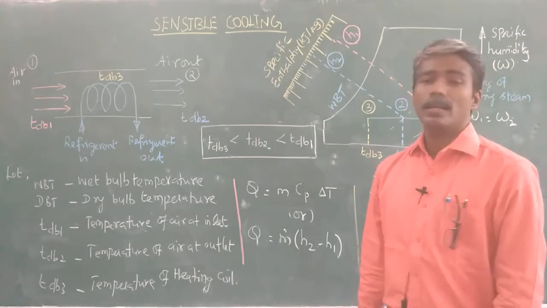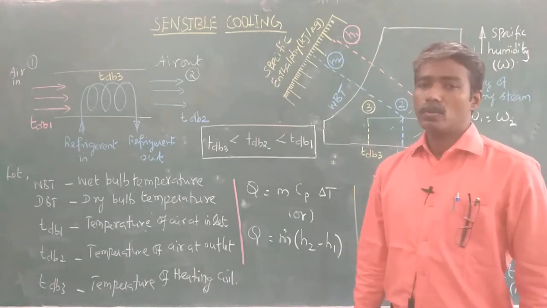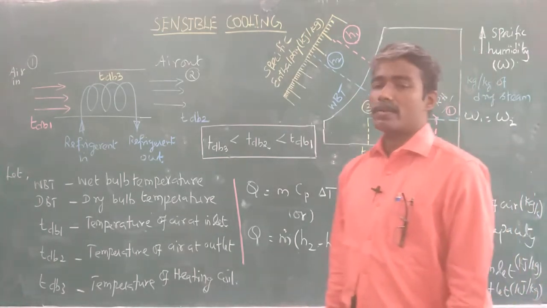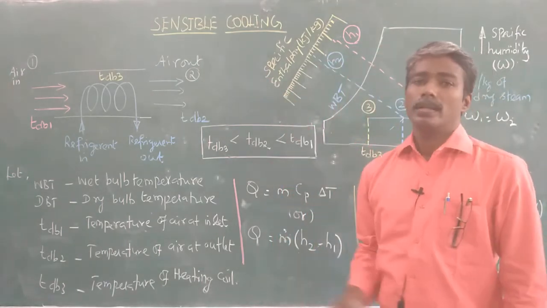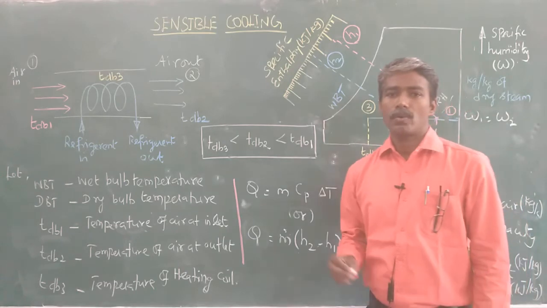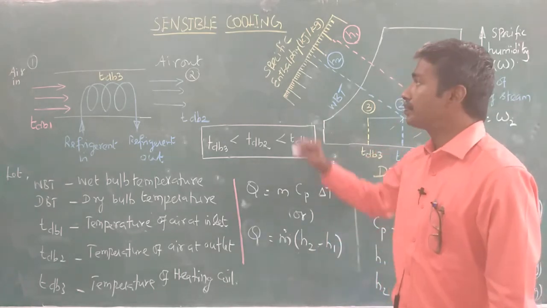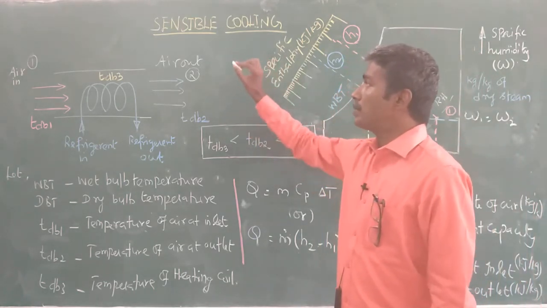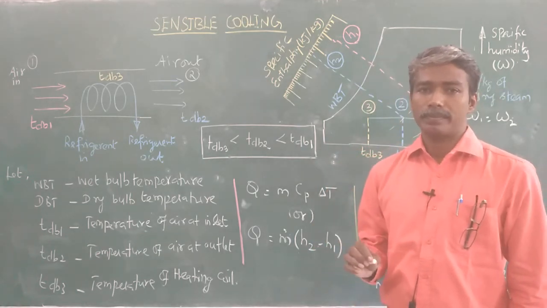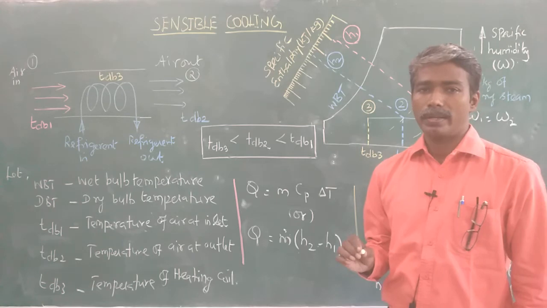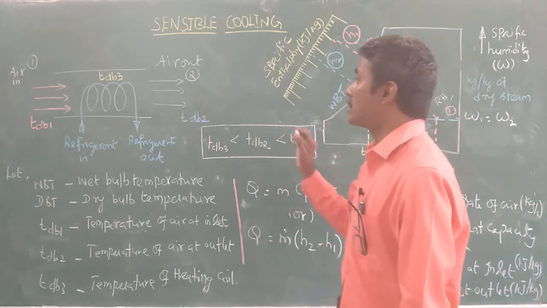Today's topic is sensible cooling. Last class we have seen about sensible heating. This class we are going to see about sensible cooling. This is also a very important process in psychrometric processes. So here the objective of sensible cooling is to reduce the temperature of the given air without changing its moisture content. That is the ultimate aim of sensible cooling.